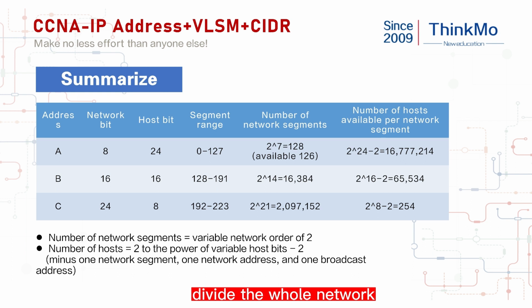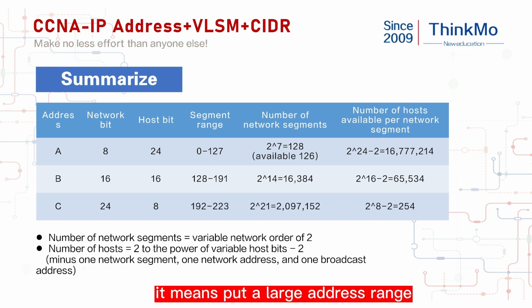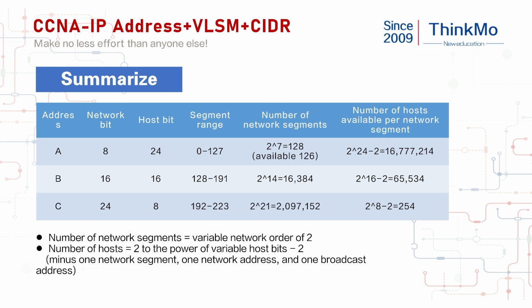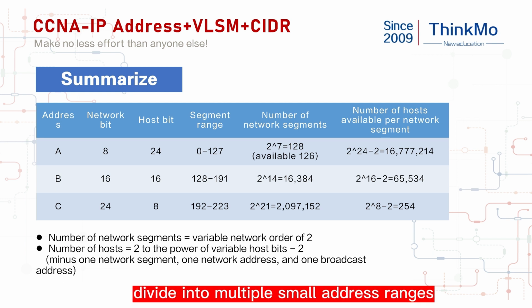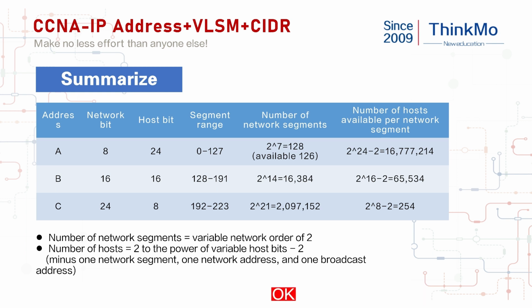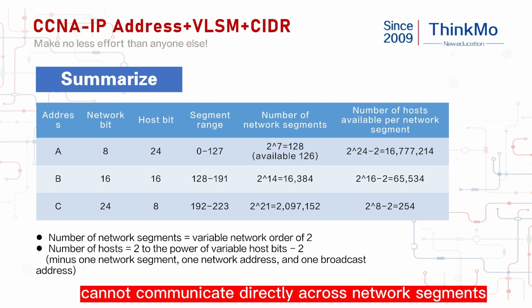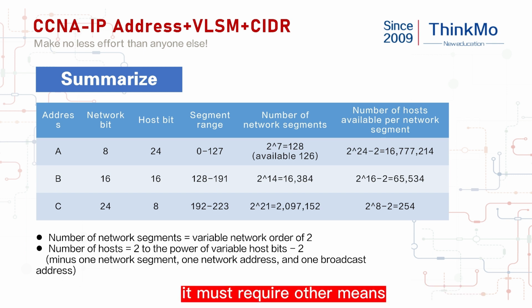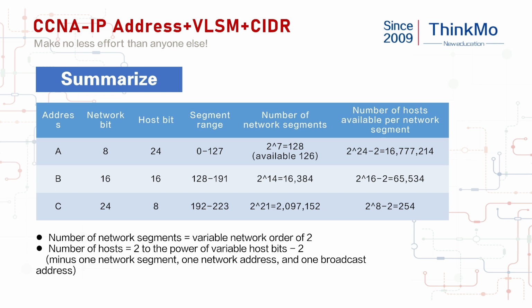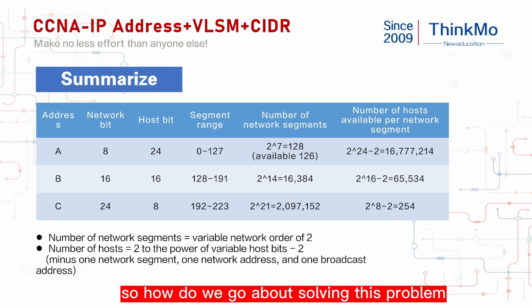Then we have to figure it out now. Divide the whole network. It means dividing a large address range into multiple small address ranges. Okay, so let's go back to what we just said. Devices on the same network segment can communicate directly. Data from different network segments cannot communicate directly across network segments. It must require other means. Because when we send a broadcast packet, it cannot cross network segments. So how do we go about solving this problem?